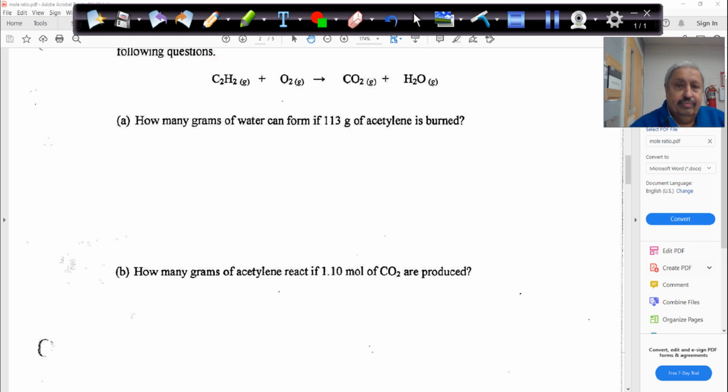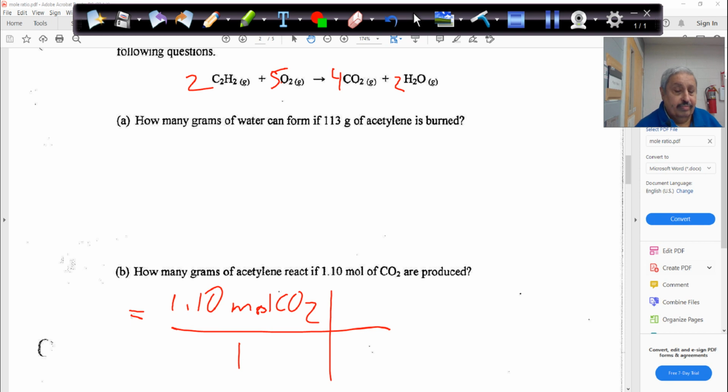So we said, remind me here again, the balance, 2, 5, 4, 2, correct? What was the ratio, guys? This is 2, 5, 4, 2. So how many grams of acetylene react if you have 1.10 mole of CO2? So you start with whatever is given to you, mole of CO2. That's given to you, okay? And you need grams of acetylene. So you look at the moles of CO2 to acetylene.